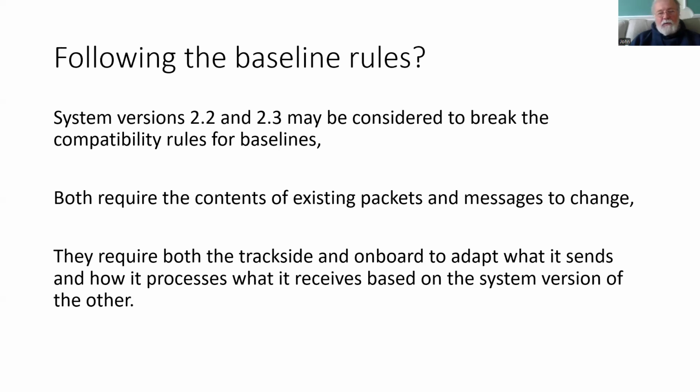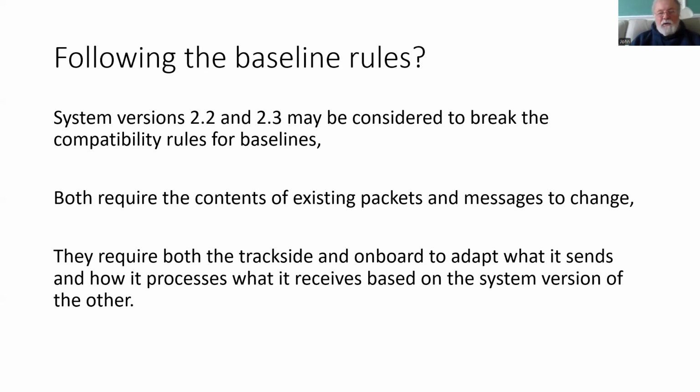Now, I think that if one is really strict and you read subset 104, I think it is, which describes forward and backward compatibility, that system versions 2.2 and 2.3 probably bend or even break the compatibility rules for baselines. And the reason for that is they both require changes to the existing packets and messages. So they affect the language between the onboard and trackside.